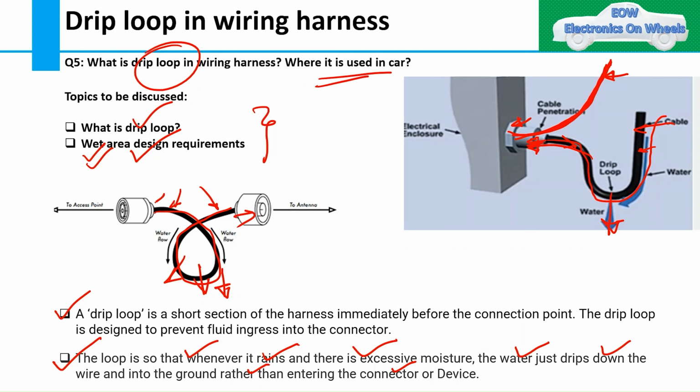So there is very little chance that if water is splashing here, it will go into these connectors. It will come here and go to the ground. This is the purpose of drip loop. You understand the drip loop works in the wet area where you have rain or excessive water. So what are the wet area design requirements in the wiring harness?